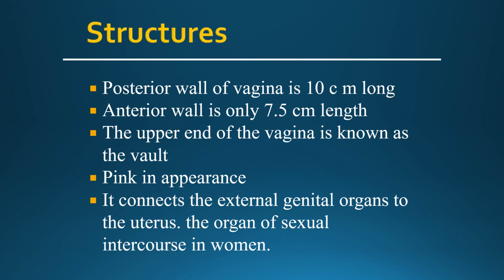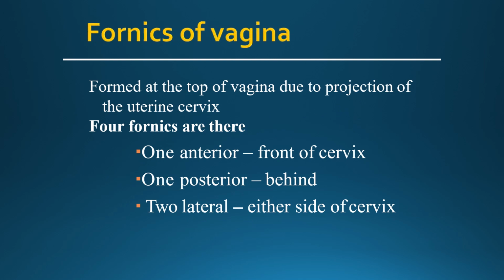The upper end of the vagina is known as the vault, which is pink in appearance, and it connects the external genital organs to the uterus, the organ of sexual intercourse in women. And the fornices of the vagina are formed at the top of the vagina due to the projection of the uterine cervix. There are 4 fornices, one anterior, that is in front of the cervix, one posterior, behind, and 2 lateral, on either side of the cervix.